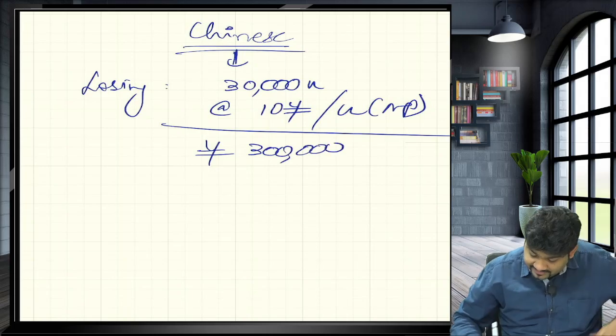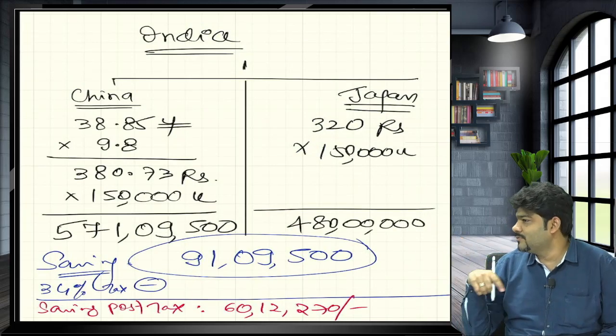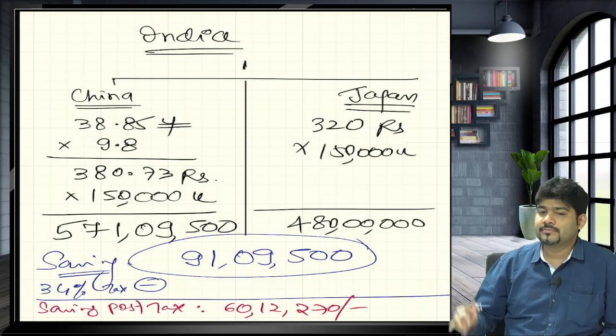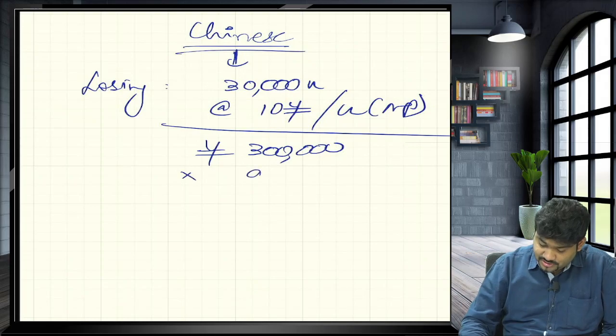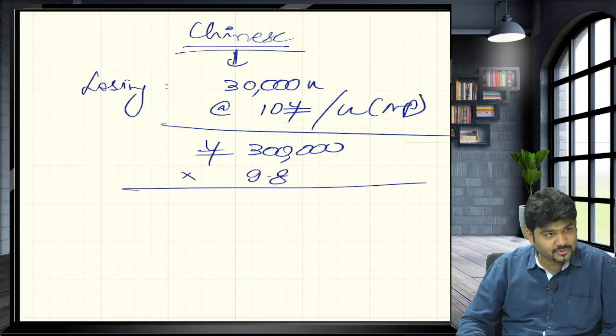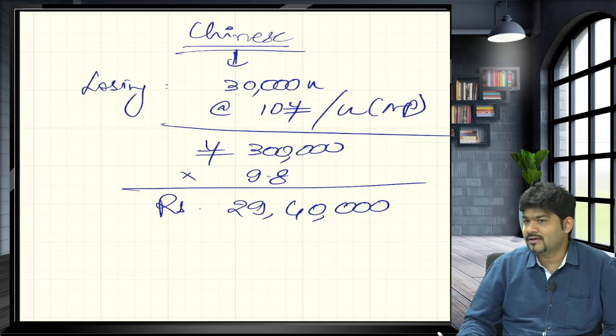See, now here we have calculated everything in rupees. So it is better to keep it comparable. So we will convert this also into rupees. Can we do that? So 3 lakh yen is how much? Multiply by 9.8, 29 lakh 40,000 rupees we are losing. Anything else we are losing?